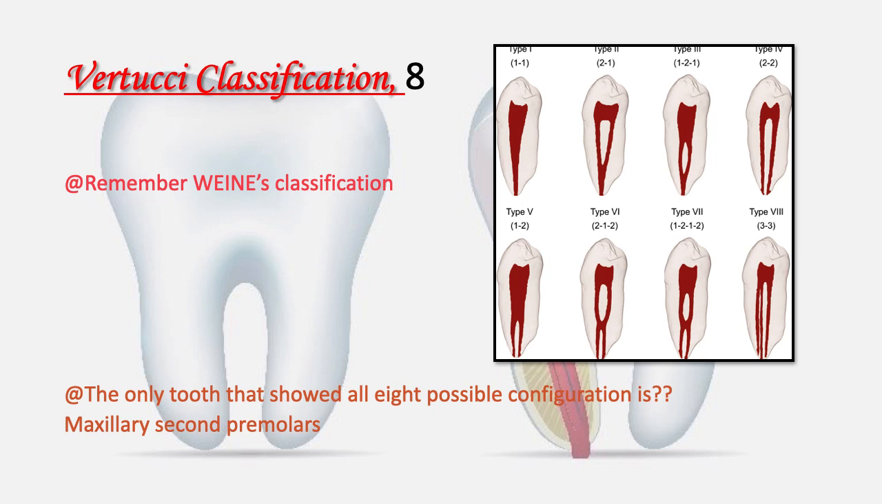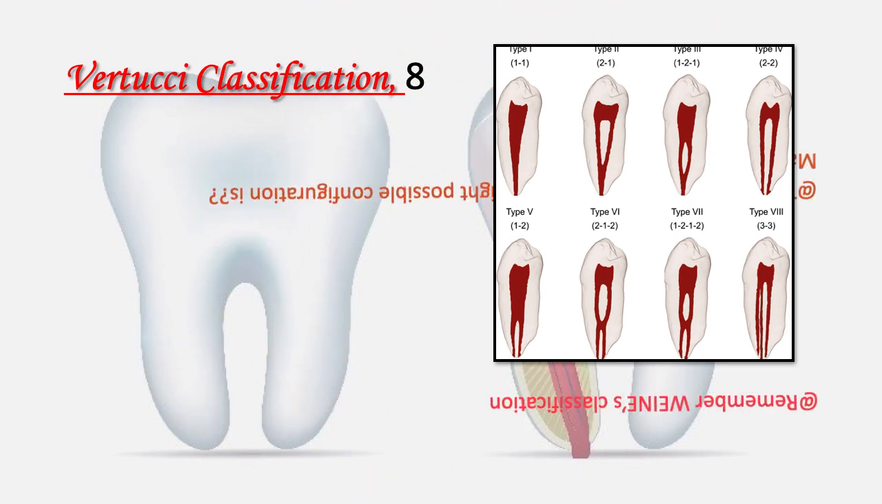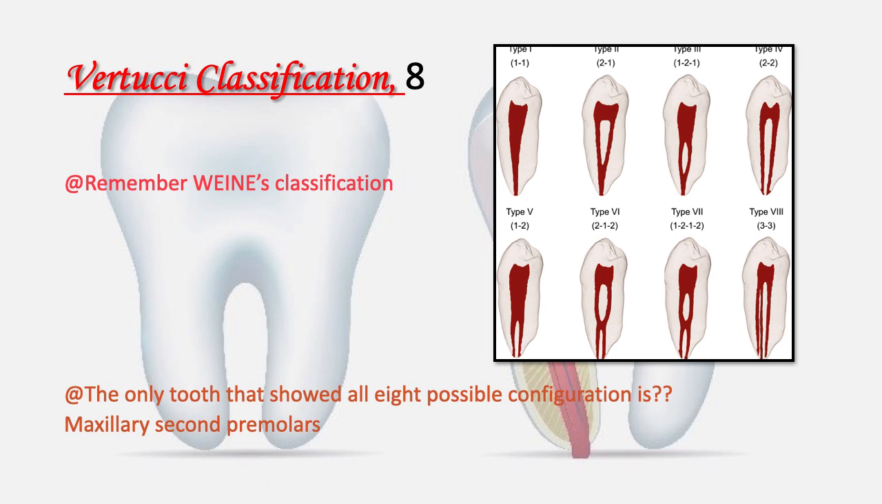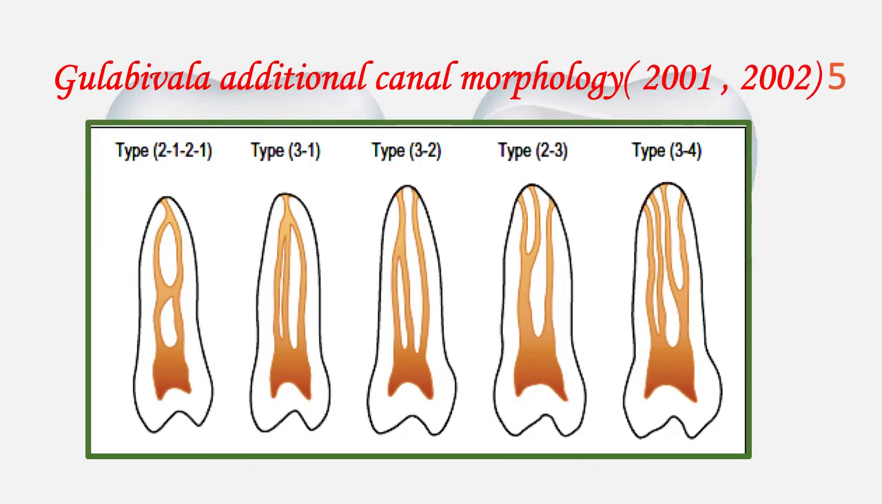But the most commonly asked question is, the only tooth that showed all 8 possible configurations is the maxillary second premolar. So in this slide, you have to remember how many types, 8 types, and which tooth has the maximum possible configuration, which is the maxillary second premolar. Later on, Gulabiwala in the year 2001 and 2002 added 5 more types of configuration. So this can also come as an MCQ question. How many types were added?